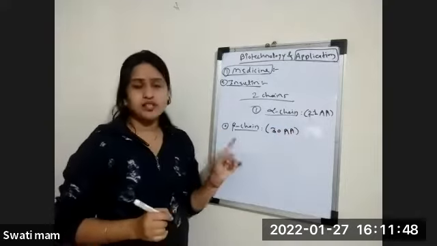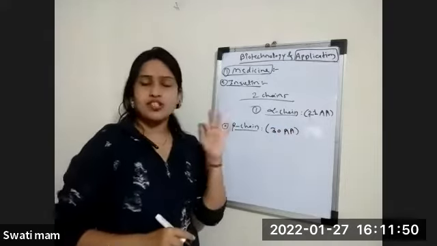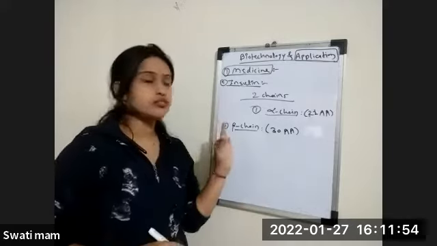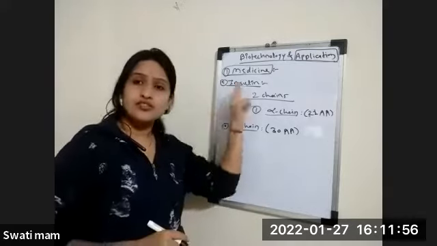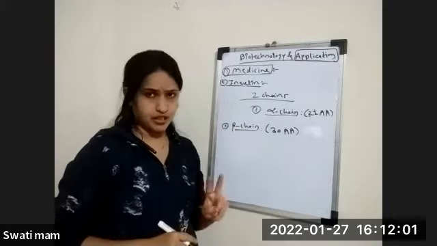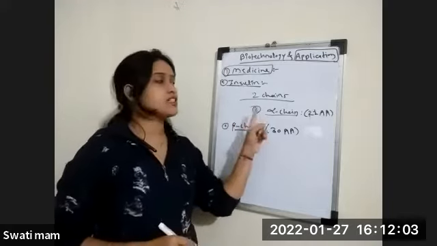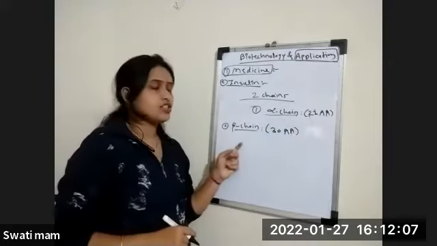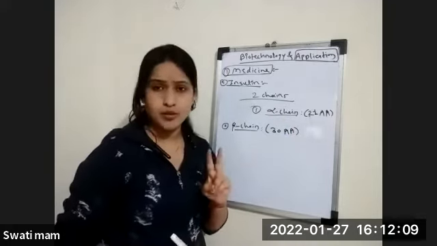This is very important, as structure can be asked from an exam point of view. So you have to keep in mind that the insulin molecule is made up of two chains, alpha chain and beta chain. First, the alpha chain has 21 amino acids. Second, the beta chain has 30 amino acids.